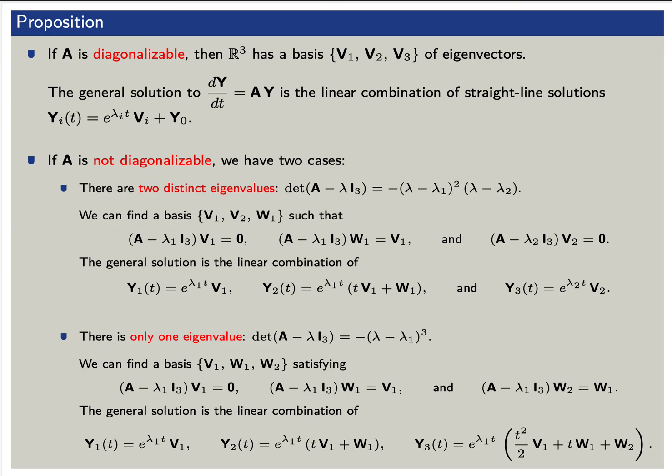The third function is a bit more complicated. It is e to the lambda 1 t times the vector t squared over 2 times v1 plus t times w1 plus w2. This here gives us a complete solution on how we can find the general solution to our three-dimensional linear system.